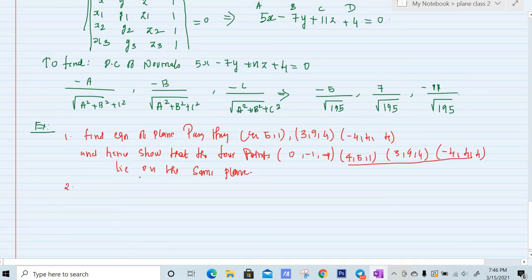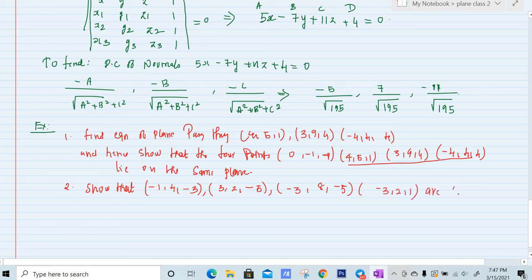Problem 2: show that minus 1, 4, minus 3, 3, 2, minus 5, minus 5 are coplanar. Right, so just take these 2 problems as exercise.